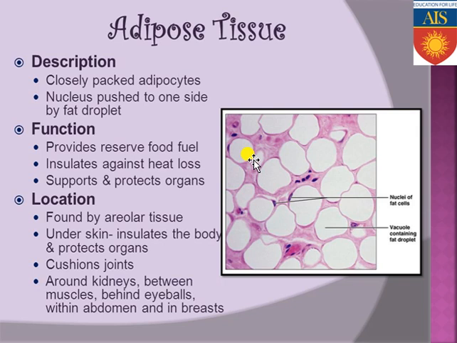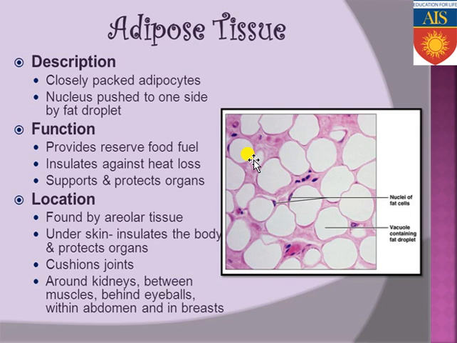the various kinds of fat, or storing lipids, and it is also responsible for synthesizing lipids. Closely packed adipocyte cells are present, and the nucleus is pushed towards one side due to the presence of the fat droplet. So adipose tissue is exclusively the type of tissue which has a fat droplet within which the fat remains stored, and due to the presence of that fat droplet the nucleus is pushed to one side.